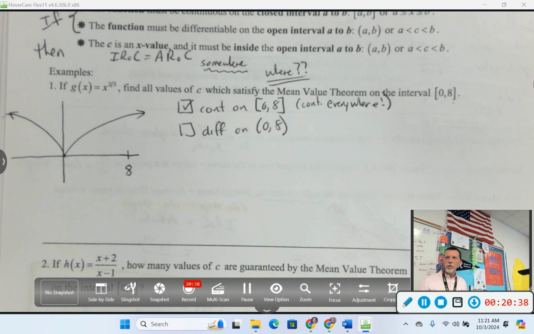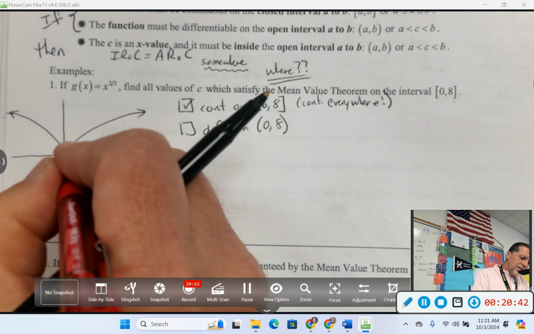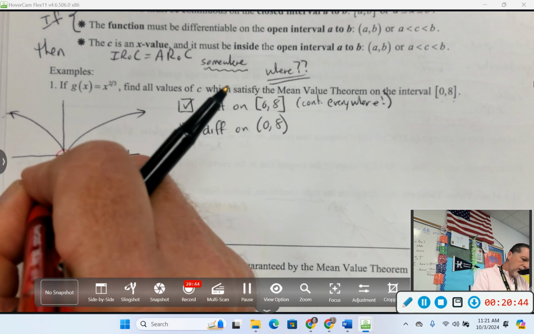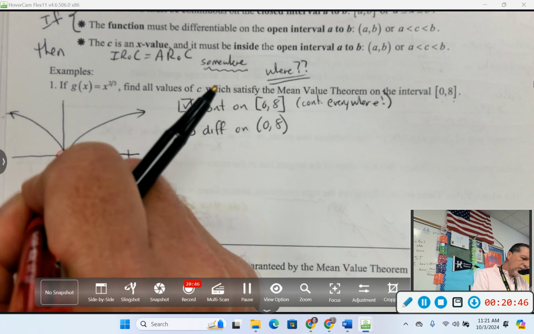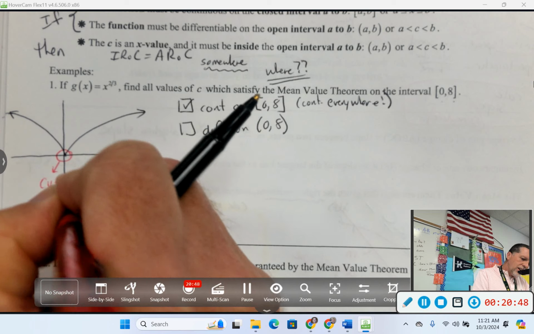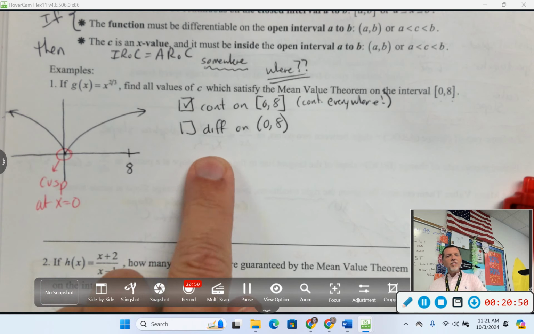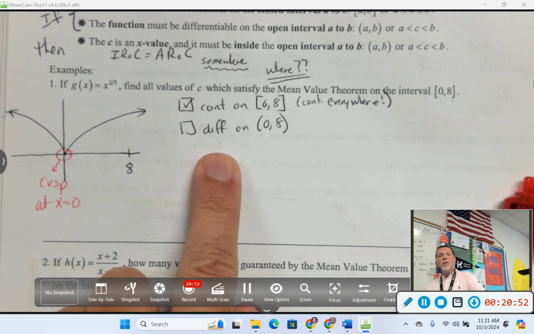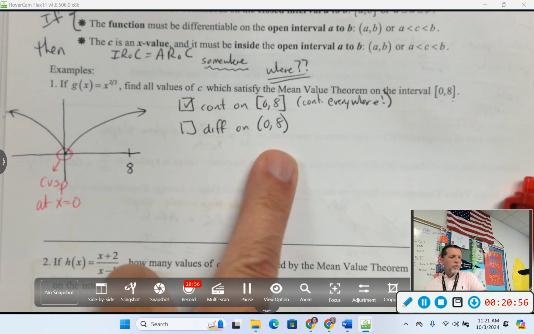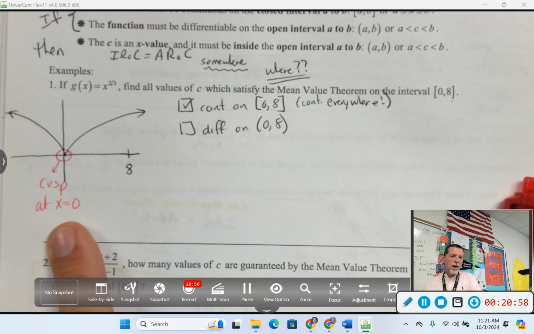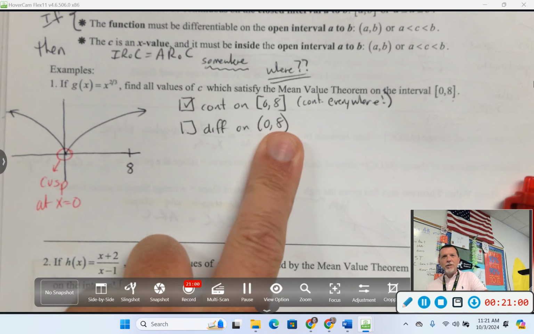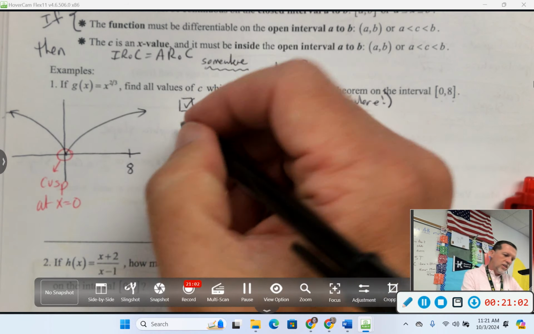Is it differentiable everywhere? No. Why not? There's a cusp. Where is that cusp? At 0. So is it differentiable on the open interval 0 to 8? Yes, because we've excluded 0. 0 is a problem, but I don't care about 0. 0 is not on this interval.